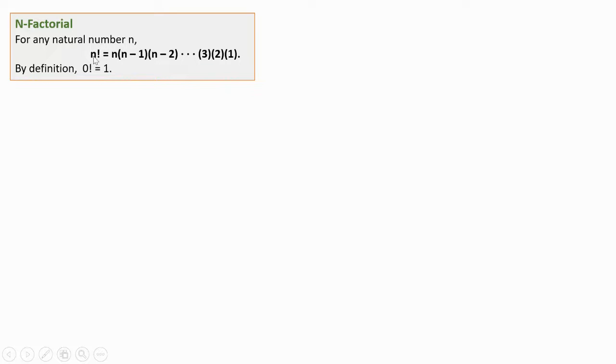N factorial. For any natural number n, this is the formula for n factorial. It's n times n minus 1, n minus 2, n minus 3, and so forth until you get to 1. And by definition, 0 factorial is equal to 1.